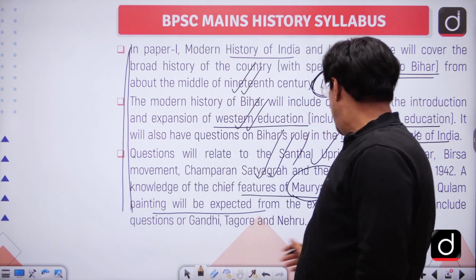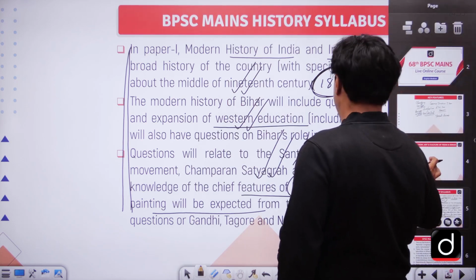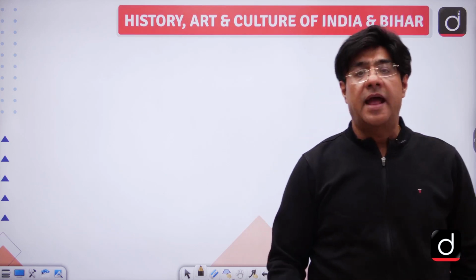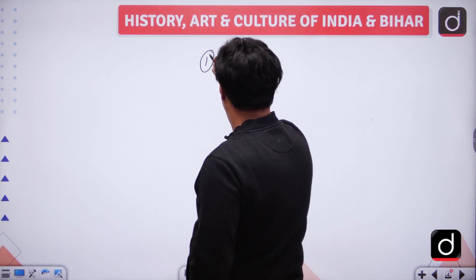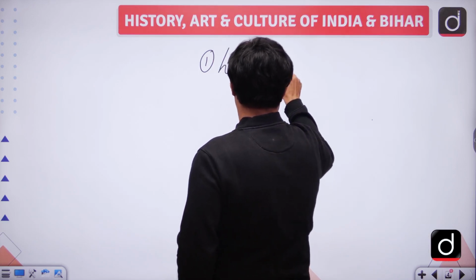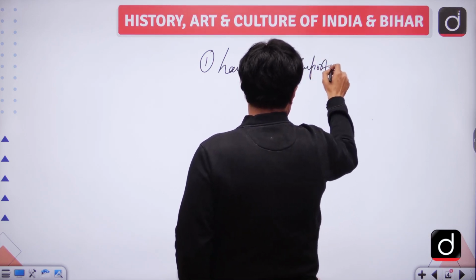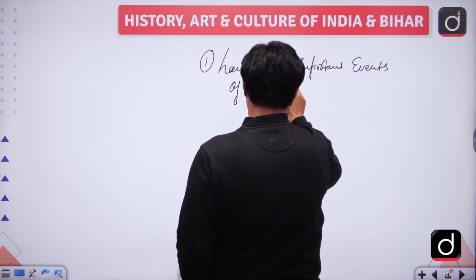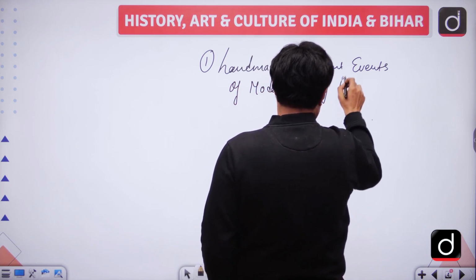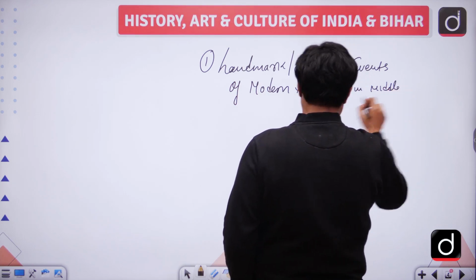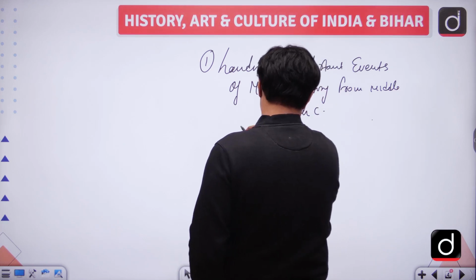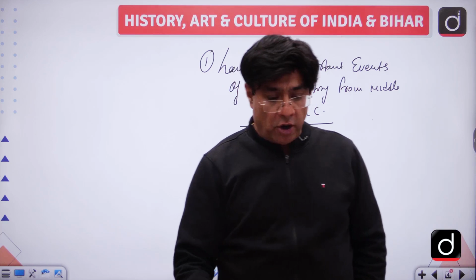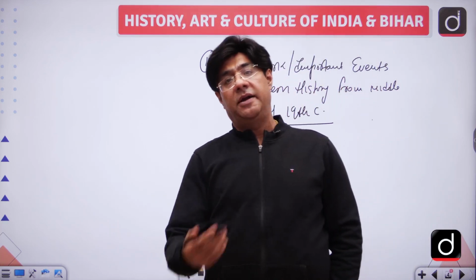So now, coming quickly to how these topics are going to be discussed in the class. In the classroom, as I told you, we will be doing the things theme wise. And in the theme wise, because the syllabus is more tilted towards modern history, the first major theme would be the landmark or important events of modern history from the middle of the 19th century. That is one major thing. Landmark events or important events of the history of modern India from the middle of the 19th century.